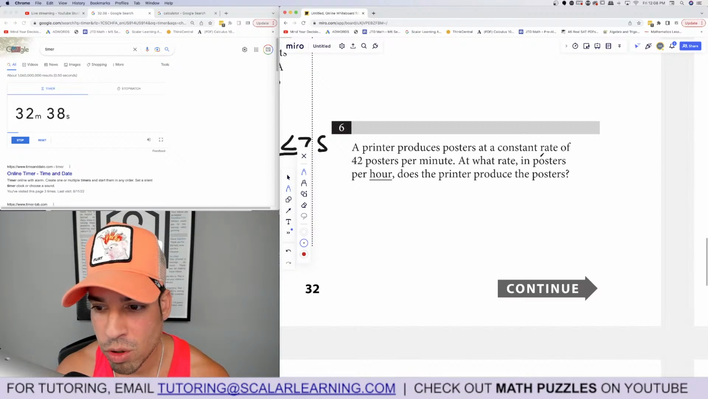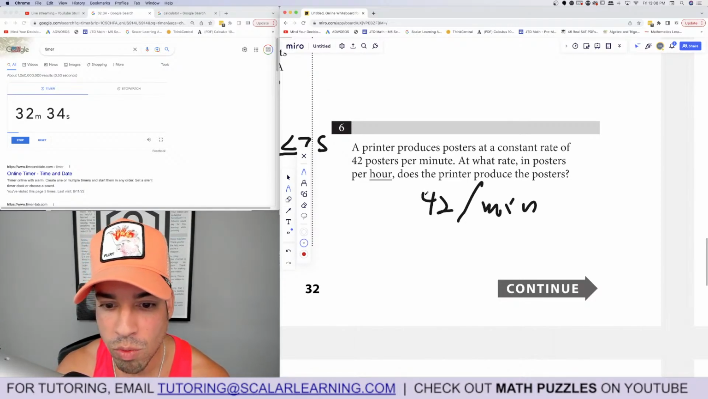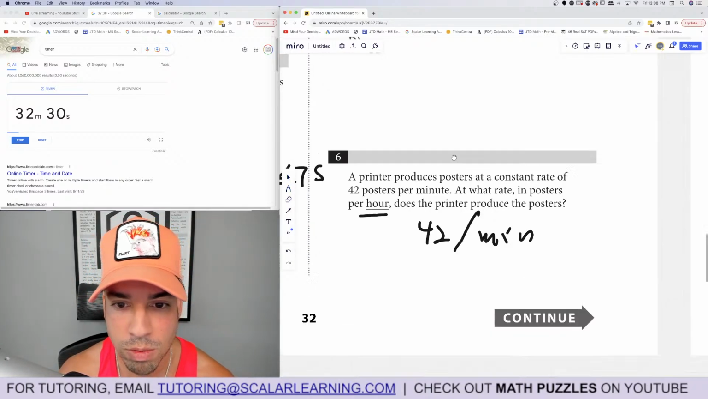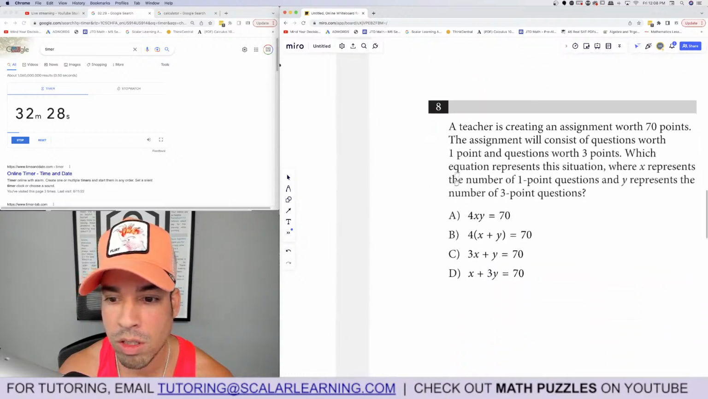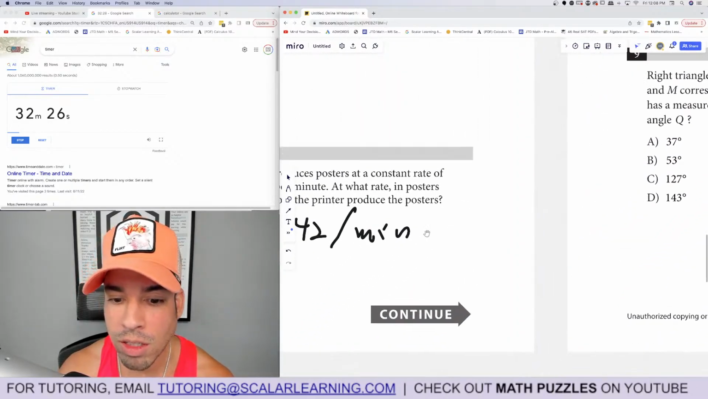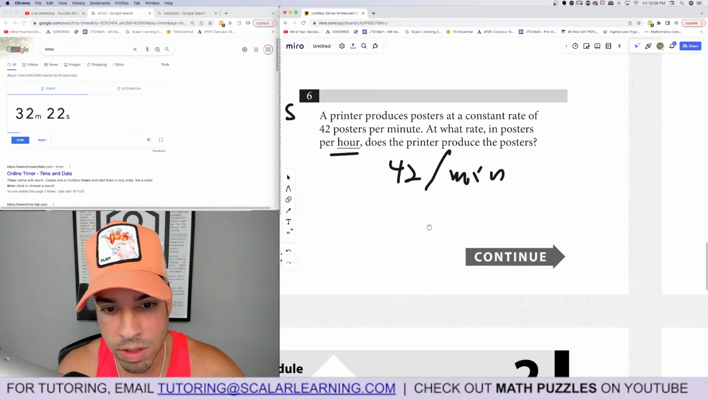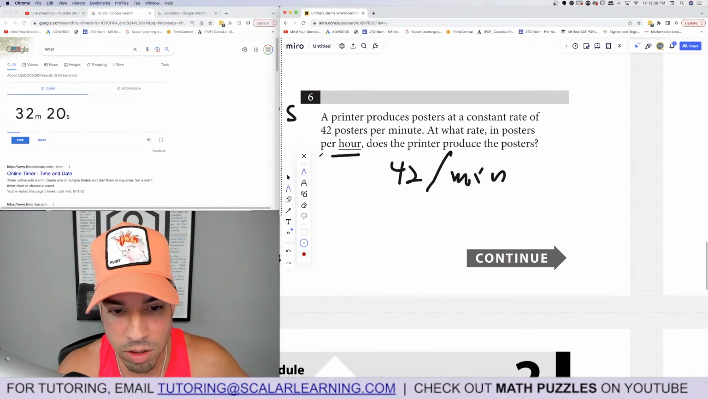A printer produces posters at a constant rate of 42 posters per minute. At what rate in posters per hour? All right, so this is a, wait, what? Is this free response? Let me see. Oh, this is strange. Oh, wow, that's so cool. So I guess it throws in free response problems in the midst of the multiple choice, which is very interesting. Okay, I literally did not know that.